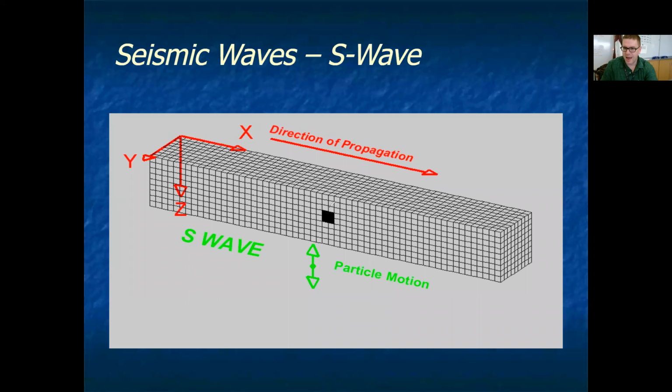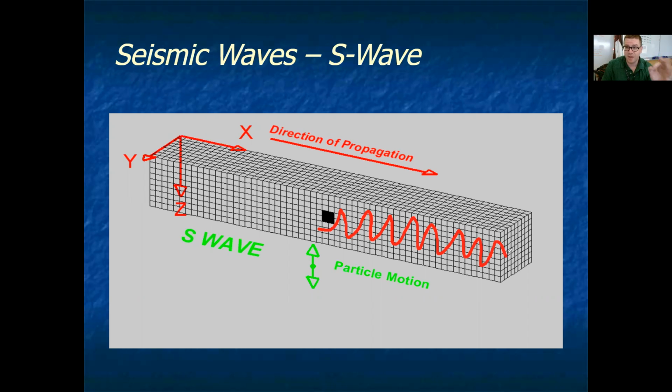But as our little black square moves in the direction of flow, the direction of propagation, it's going to go up and down, just like this, creating a wave as it moves through whatever material it's moving through underground.